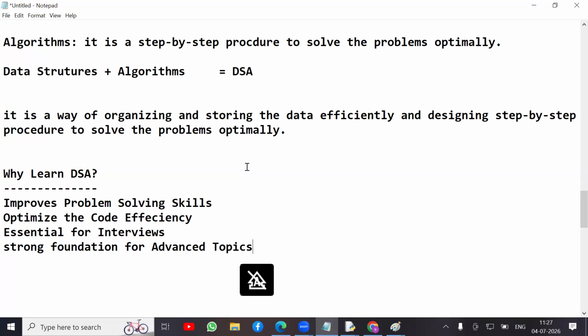Advanced topics like AI, machine learning, system design. This is also one role in IT, system design engineers. If you want to become a system design engineer or SRE, different job roles are there. We require Python, that means not DSA. Okay, system designing.